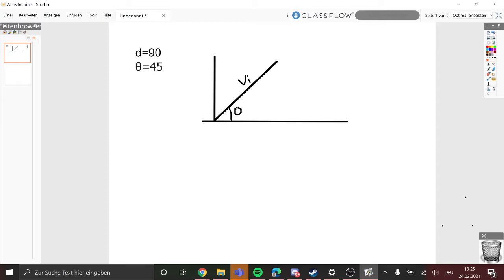We know the angle here is theta, and since we are on an xy plane, we can denote these as the initial velocity on y and the initial velocity on x. We know that the projectile travels in a trajectory, and the distance traveled is 90 meters. So we can denote this as delta x.